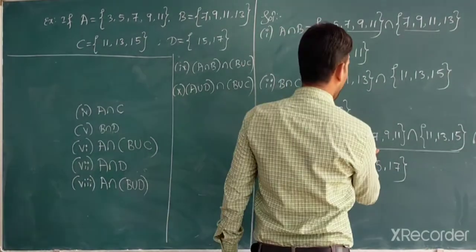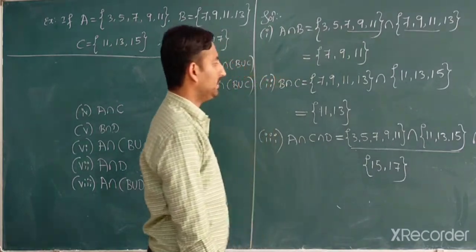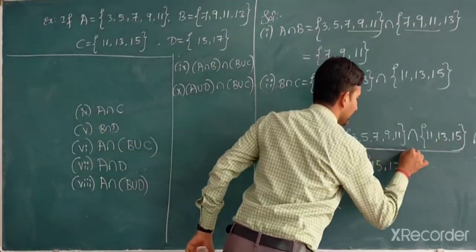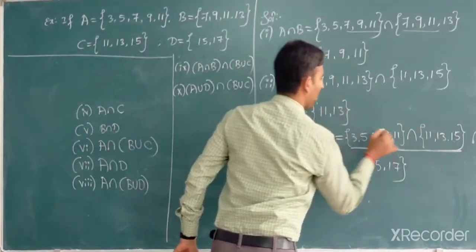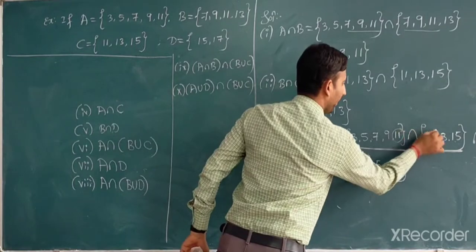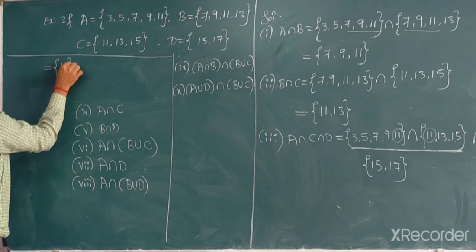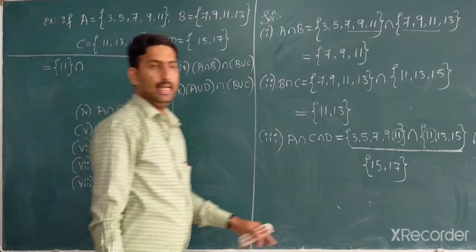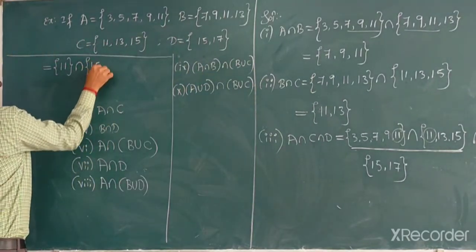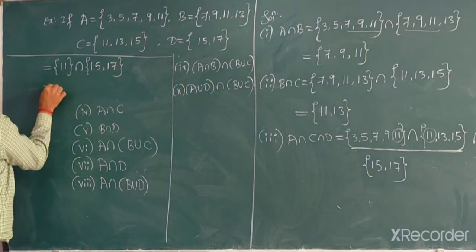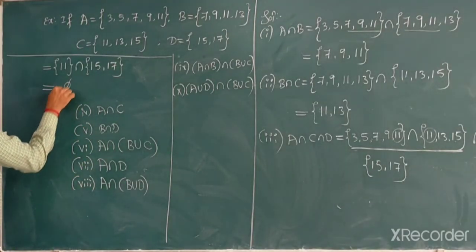What are the values? {3, 5, 7, 9, 11} and {11, 13, 15}. What are the common elements? Only 11 is the common element. Correct? You write it as 11, which is equal to the set {11}. Intersection with {15, 17}: there is no common element. Therefore, the answer is empty.